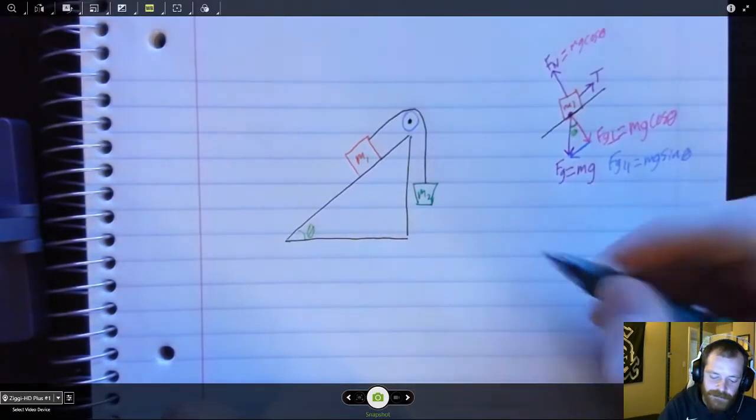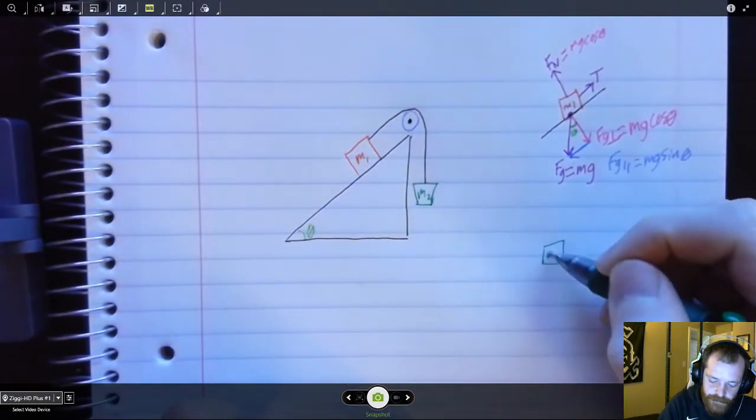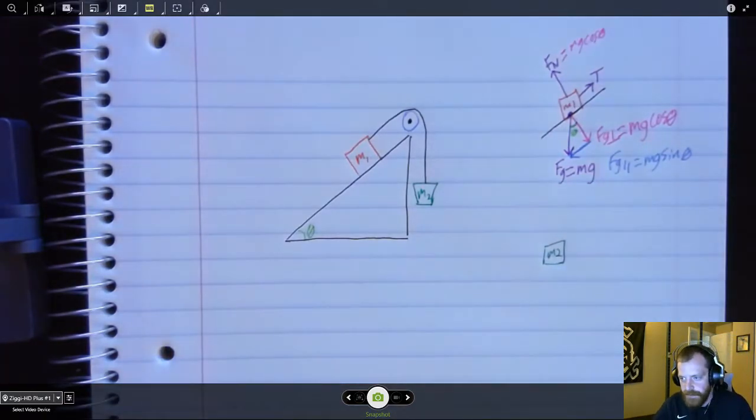So the second object, M2, has two major forces acting on it. It has the weight.